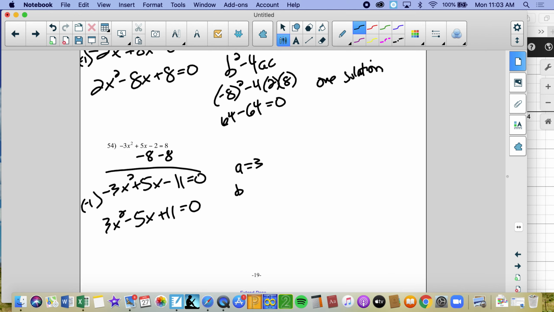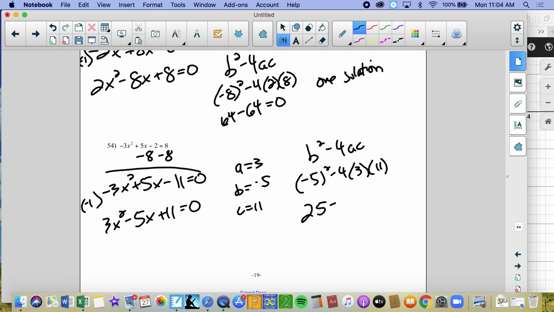A equals 3, B equals -5, C equals 11. b² minus 4ac, b is -5, quantity squared minus 4 times 3 times 11, 25 minus 132, so it gives us -107, which means there's going to be no solutions or no x-intercepts.